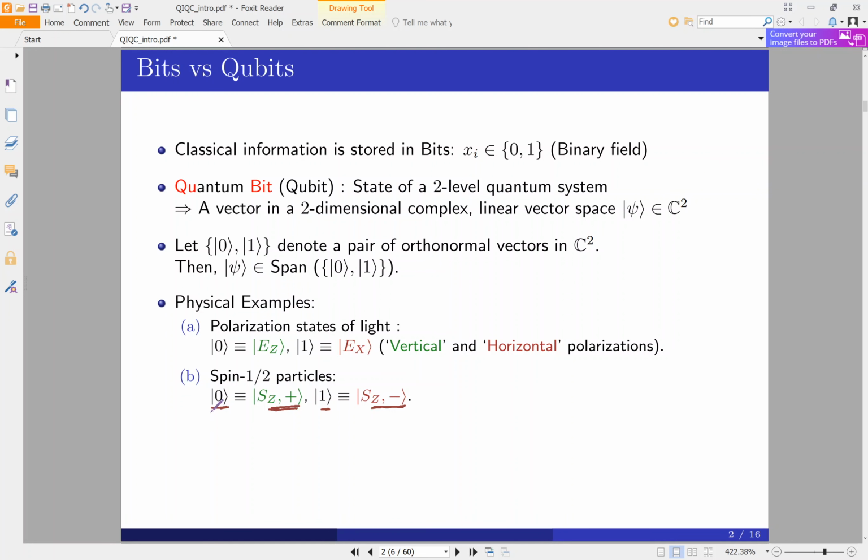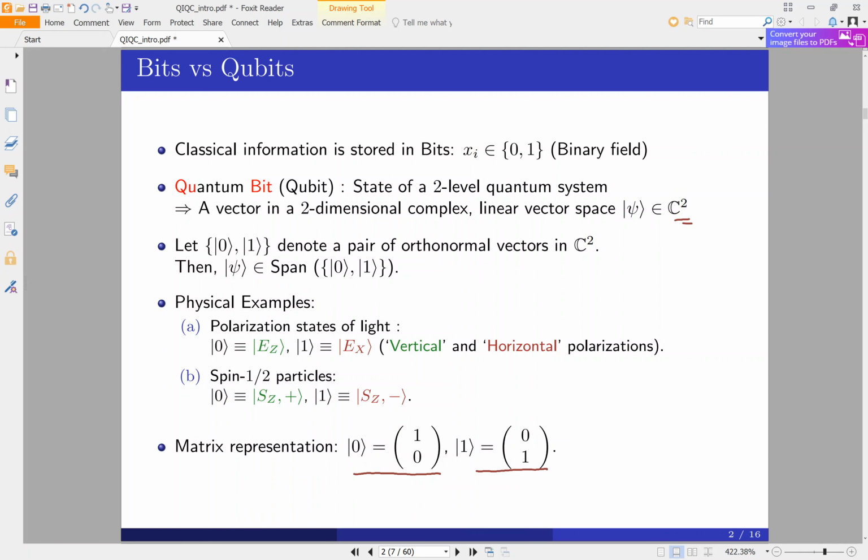Just to make things a bit more concrete from this abstract bracket notation, you can also write down a matrix representation. Recall that for the vector space C2, you can either associate a row vector representation or a column vector representation. Here I choose a column vector representation, and I say that my ket 0 is the column vector (1, 0) and my ket 1 is the column vector (0, 1).